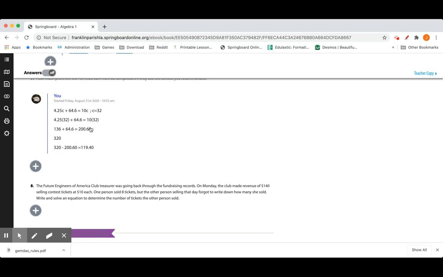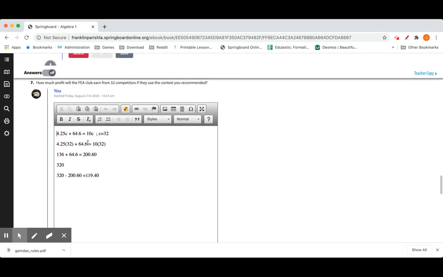I probably wrote this one in a bit of a confusing way right here. I should have separated these two right here so that you can see what we were talking about.